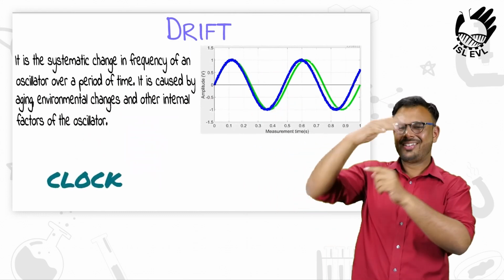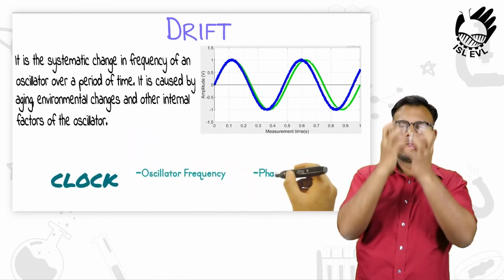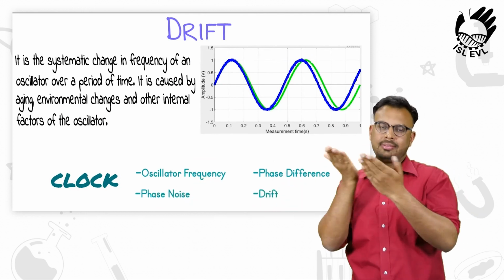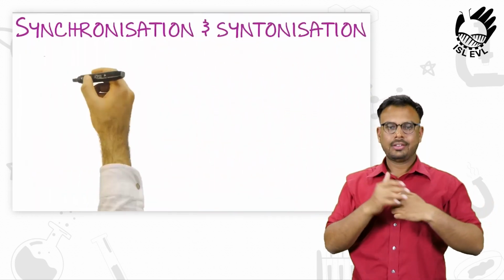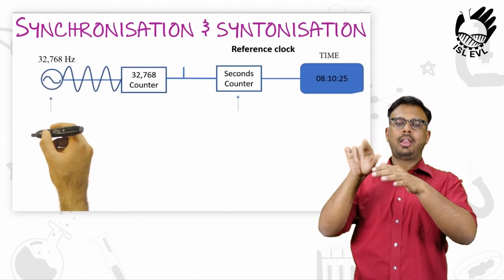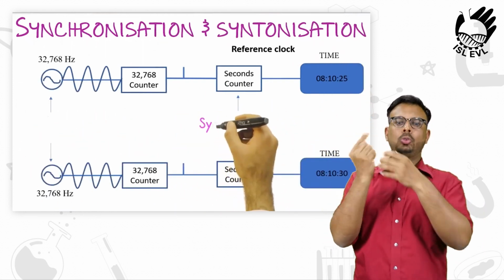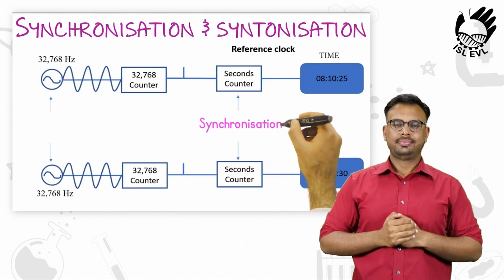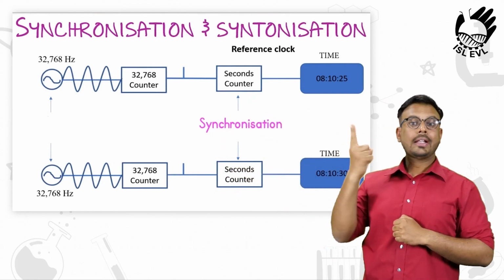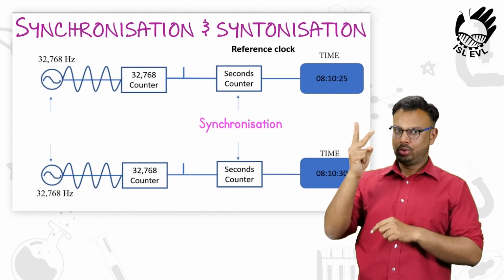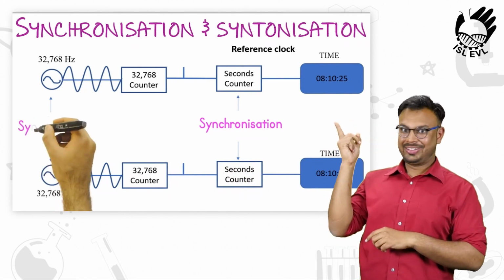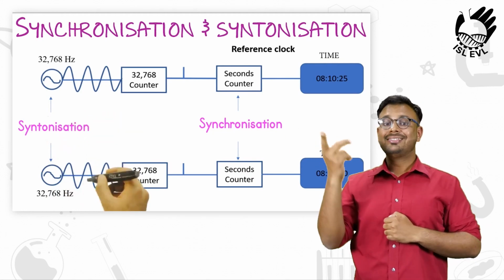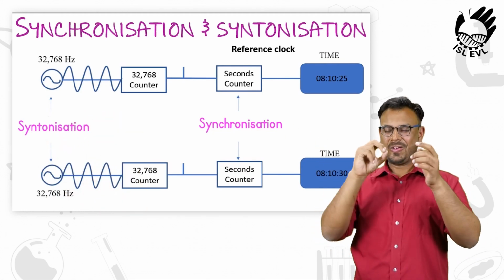Now after getting familiar with clock and the four factors affecting its performance, let's move on to synchronization and syntonization. Synchronization is matching the time of two clocks perfectly. That is, every second of the two clocks should be in sync. Syntonization is matching the frequency of the two clocks. Generally, syntonization is easy to achieve than synchronization.